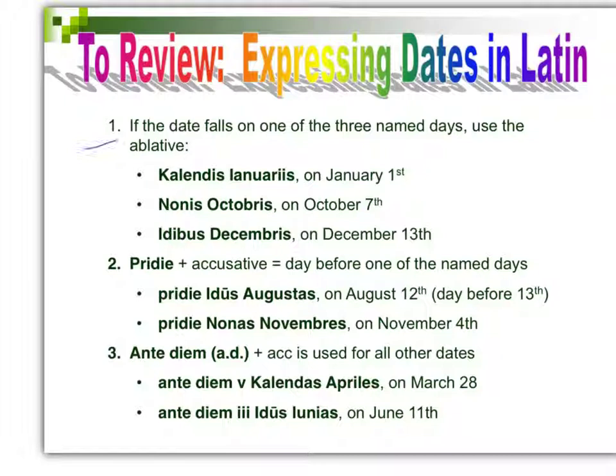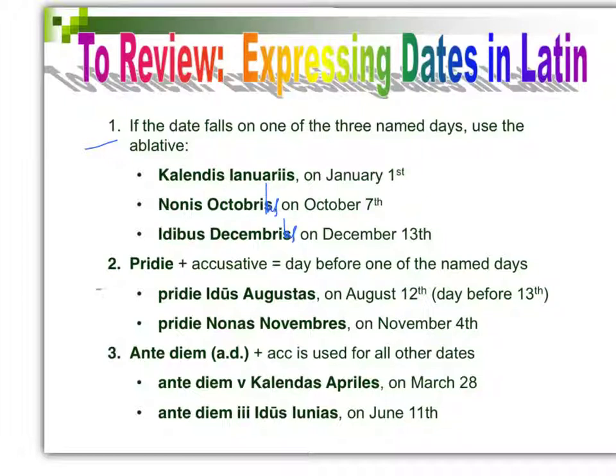Number 1, if the date falls on one of the specially named 3 days, use the ablative case. Calendis Januaris, on January 1st. Nonis Octobribus would be October 7th. And idibus Decembribus would be December 13th.